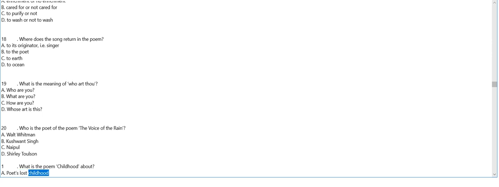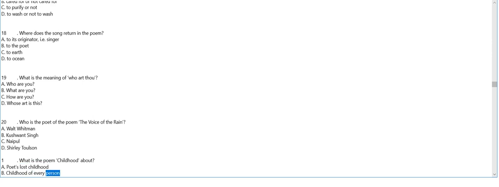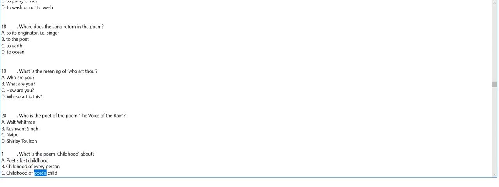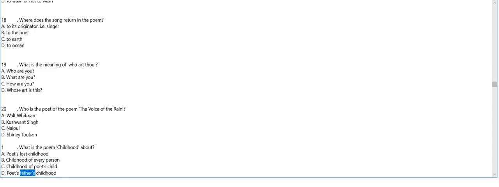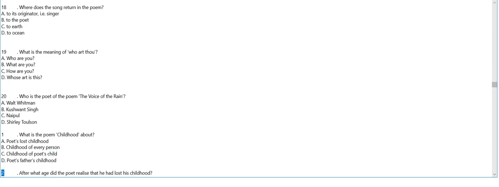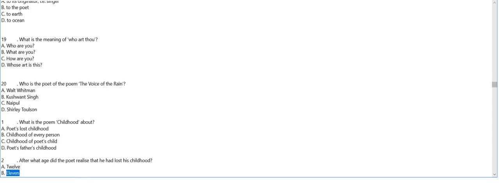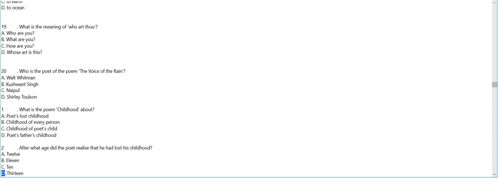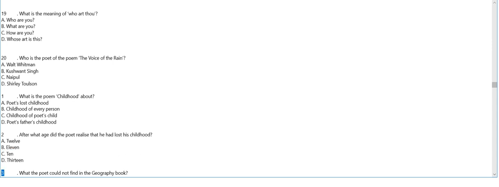A. Poet's lost childhood. B. Childhood of every person. C. Childhood of poet's child. D. Poet's father's childhood. 2. After what age did the poet realize that he had lost his childhood? A. 12. B. 11. C. 10. D. 13. 3. What the poet could not find in the geography book.